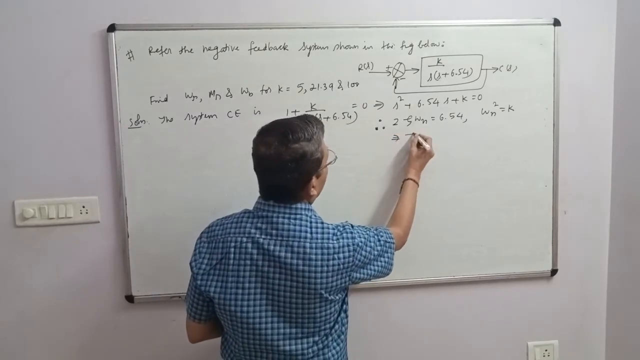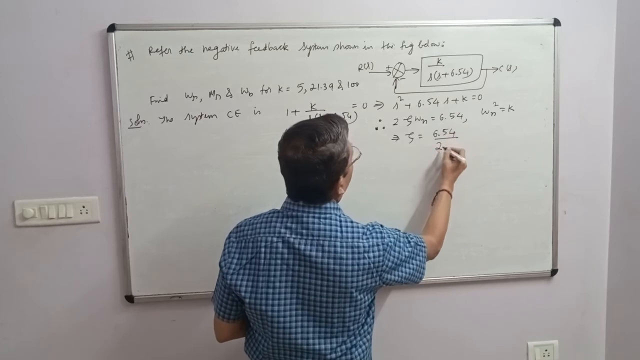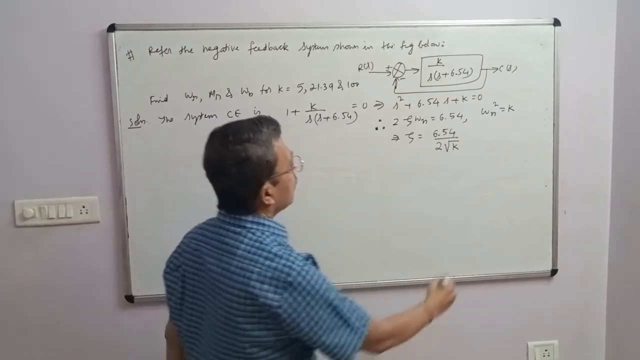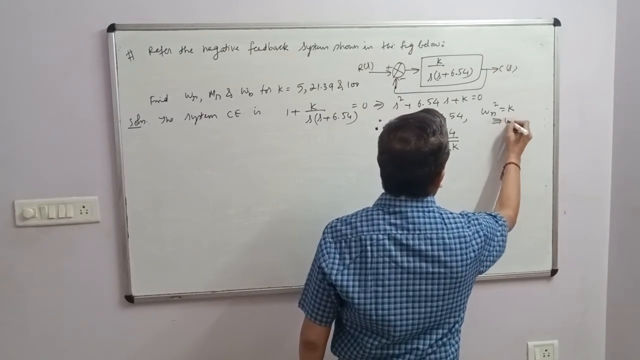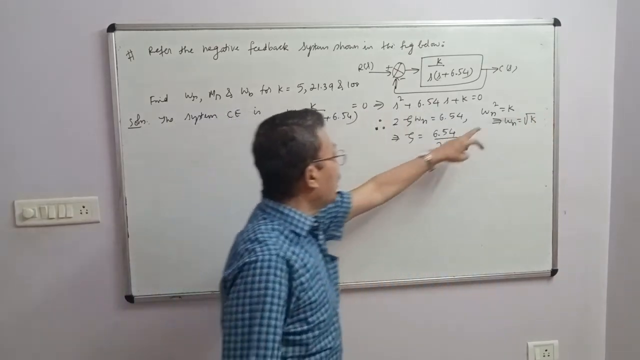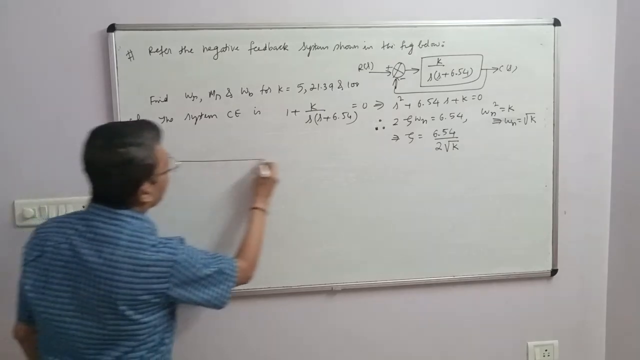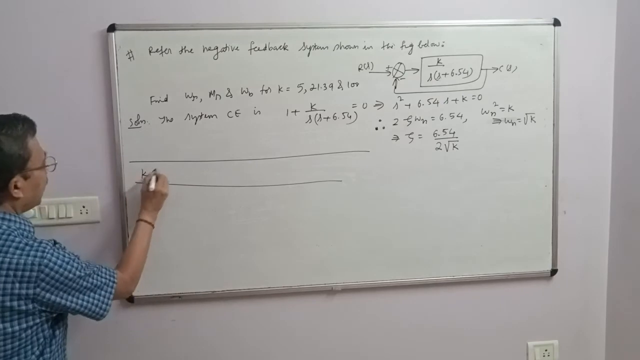I have compared this equation with reference characteristic equation. This implies what is zeta? Zeta is equal to 6.54 by 2 into omega n. What is omega n? Omega n is root k. That means omega n and zeta could be found if k is known. I'll create a table now. This table you have to fill. Here I write k.